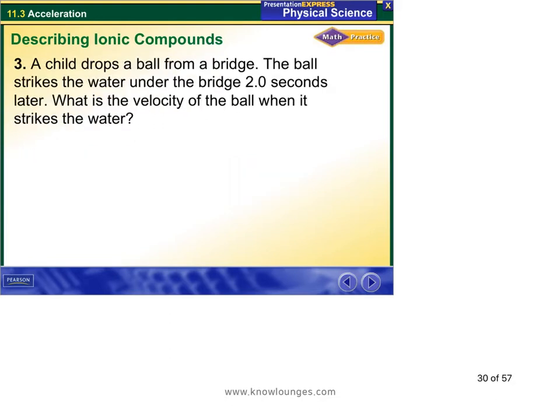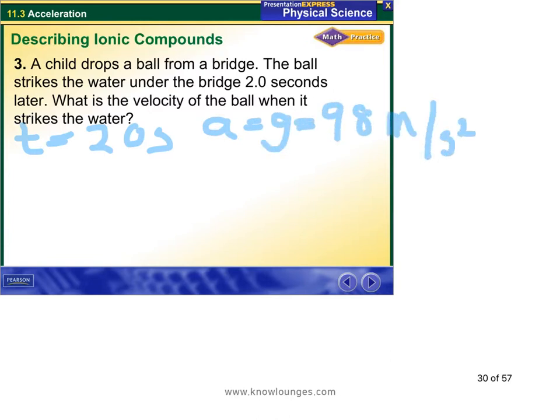Child drops a ball from a bridge. Ball strikes the water 2 seconds later. Got our time, 2.0 seconds. We got a falling object, so our A is that G value we had earlier at 9.8 meters per second squared. It's going to be speeding up. If it dropped the ball, that means initially its speed was 0 meters per second. And we want to know the final velocity when it hits the water.